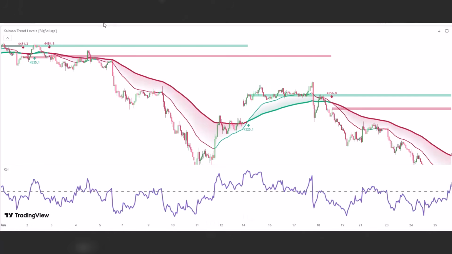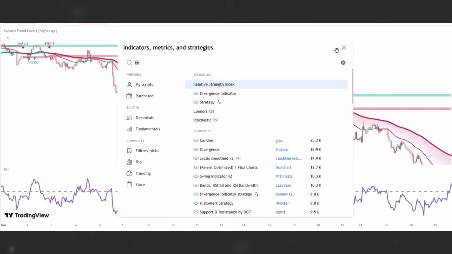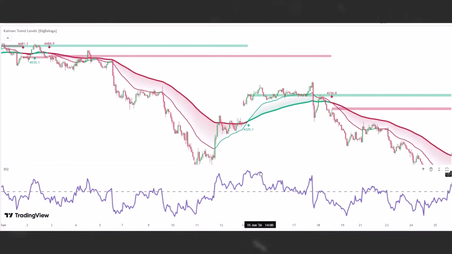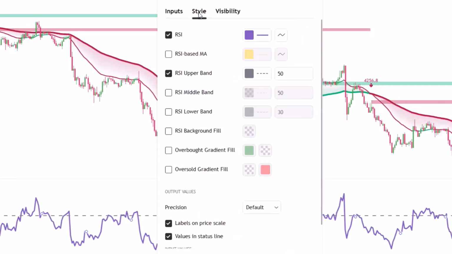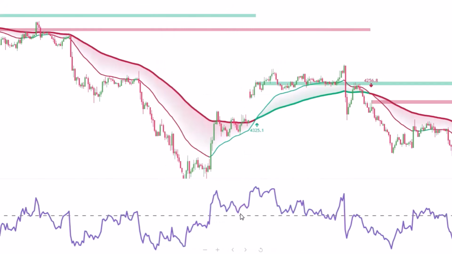Click Indicators again, search for RSI and add it to your chart. Now open the Indicators settings. Leave the RSI length at 14. Next, go to the Inputs tab, change the upper band to 50 and uncheck the other options since we don't need them for this strategy. We'll use the 50 level as our momentum filter.